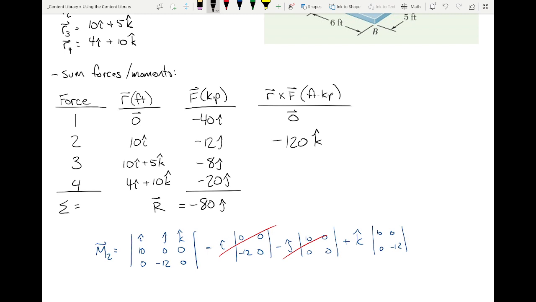All right. I want to test you and make sure you're following along with me. Can somebody give me M3? What is this one going to be? I'll give you a minute. So you're going to take this vector, cross it with that. And I don't care how you do it. You can do it in your calculator. Yes?